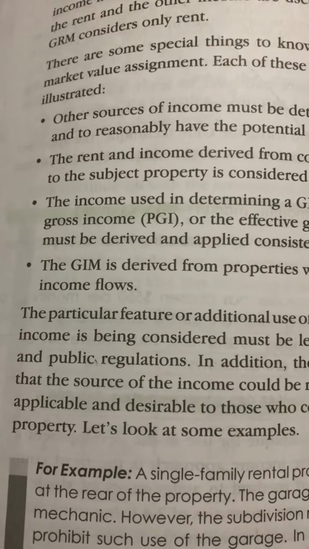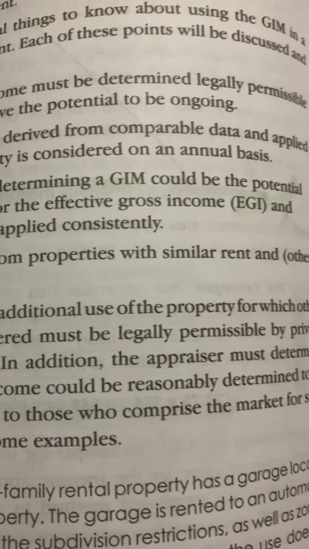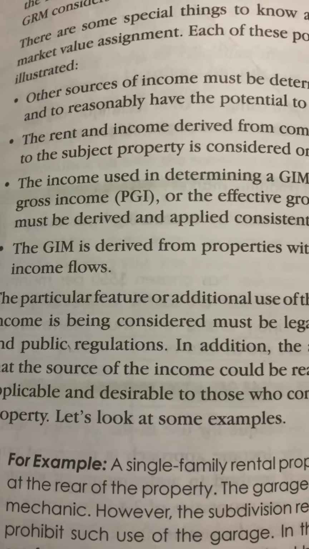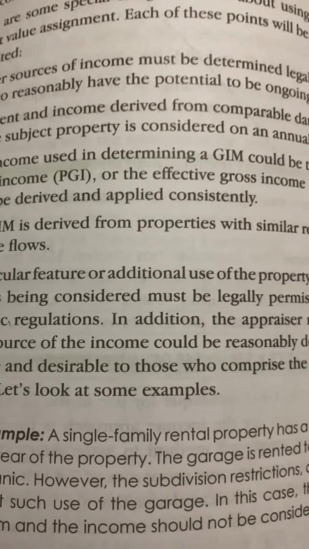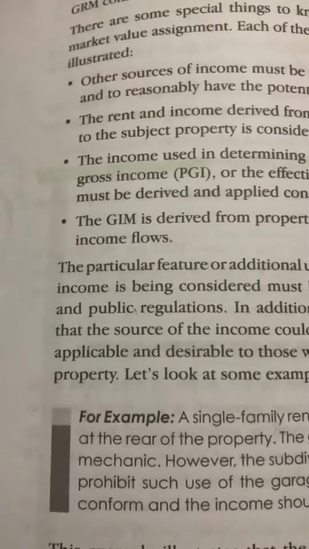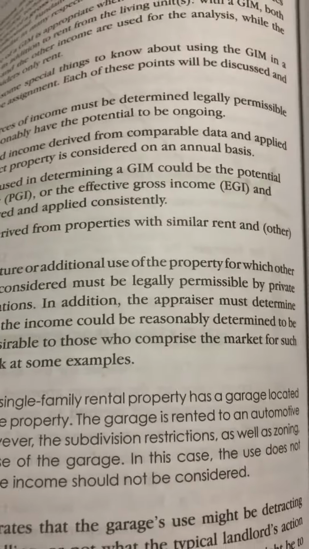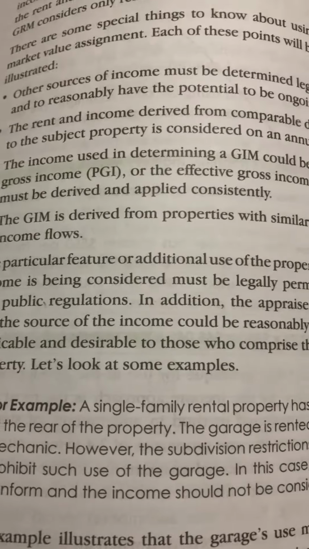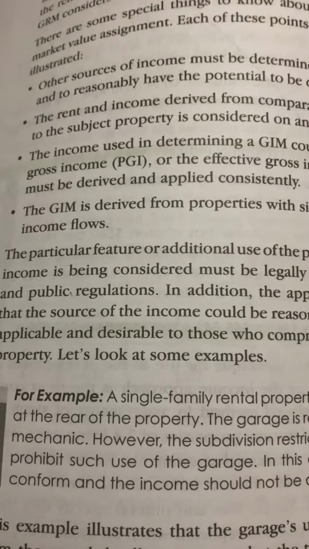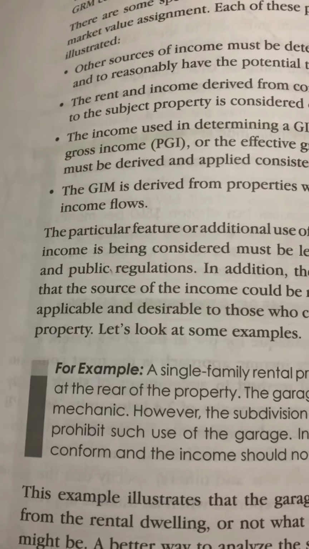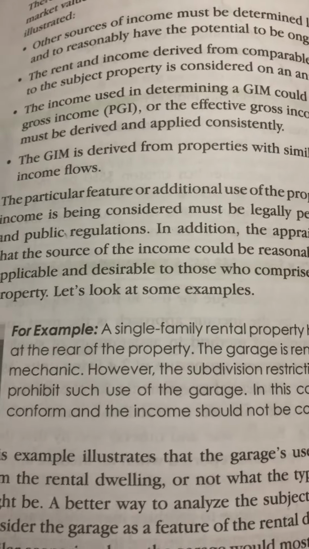The gross income multiplier is derived from properties with similar rent and other income flows. The particular feature or additional use of the property for which other income is being considered must be legally permissible by private and public regulations. In addition, the appraiser must determine that the source of the income could be reasonably determined to be applicable and desirable to those who comprise the market for such property. Let's look at some examples.